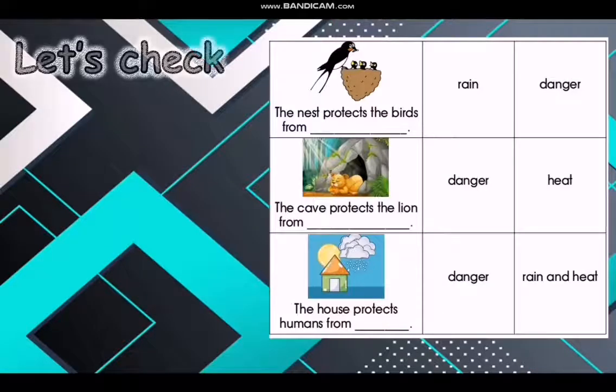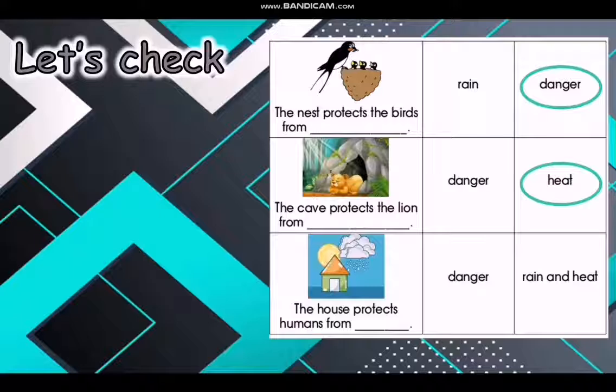Let's check our understanding. Take a look at the pictures carefully and circle the correct answer. The nest protects birds from danger. The cave protects the lion from, yes, the heat. And the house protects humans from rain and heat.